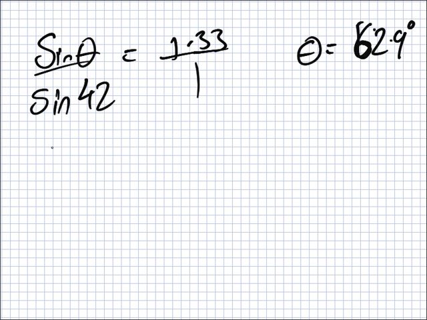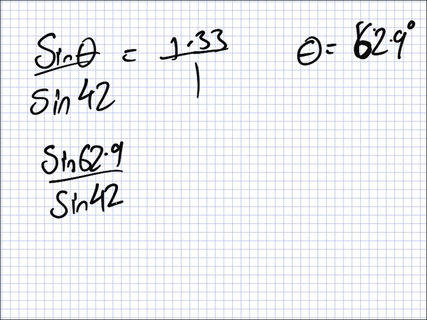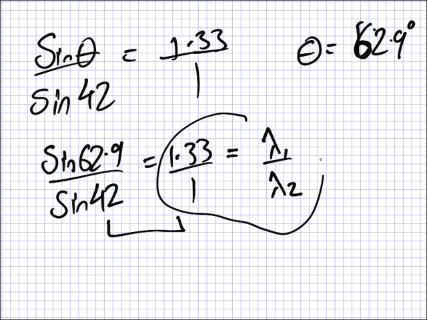And what's the wavelength? So you can say sine 62.9 over sine 42, or you could say 1.33 over 1. That's equal to lambda 1 over lambda 2. Now, it doesn't really matter. These will be the same thing, so I'll just go with this, okay?